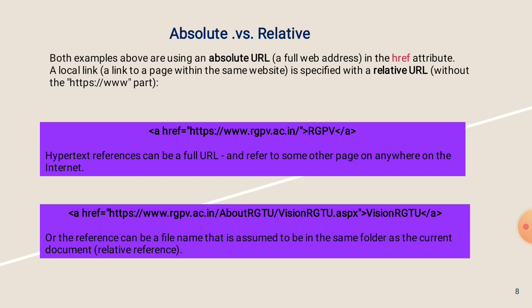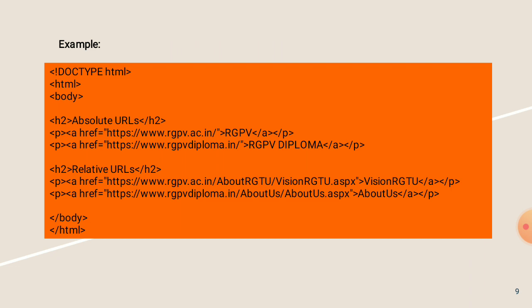That means the hypertext reference can use a full URL, or the reference can be a file name that is assumed to be in the same folder as the current document. So our output is this, this is our example.